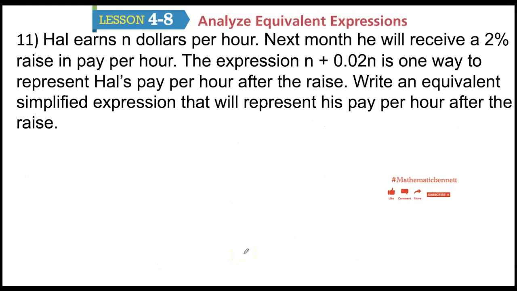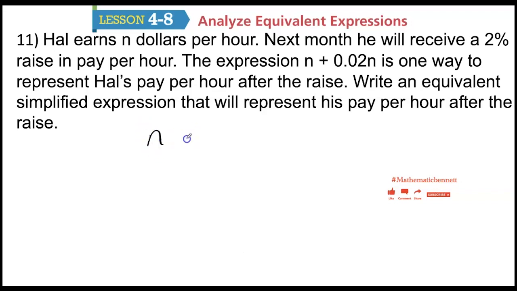And lastly, we analyze equivalent expressions. So Al earns $10 per hour. Next month, he will receive a 2% raise in pay per hour. The expression n plus 0.02n is one way to represent Al's pay per hour after the raise. Write an equivalent expression that will represent his pay per hour after the raise.